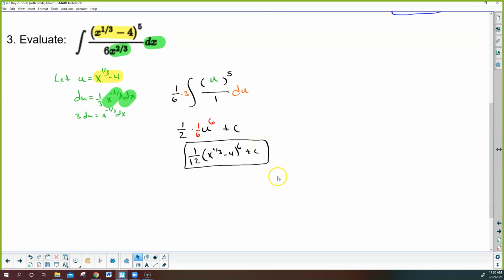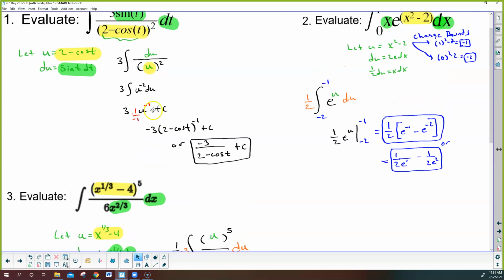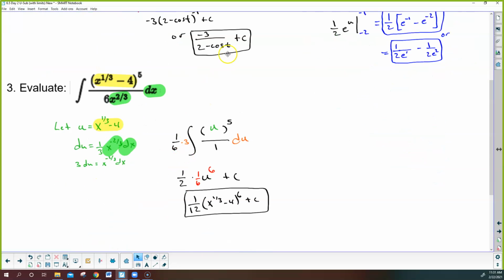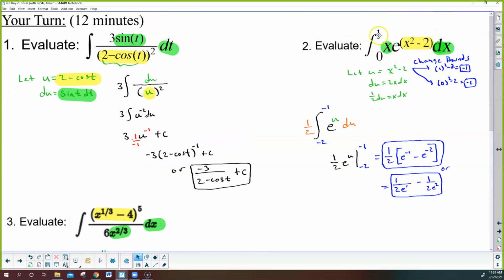All right, so quick refresher. Anything that doesn't have bounds, that's called an indefinite integral. You need the plus c. We don't put the plus c when we have bounds because the constants automatically will take care of that constant value.